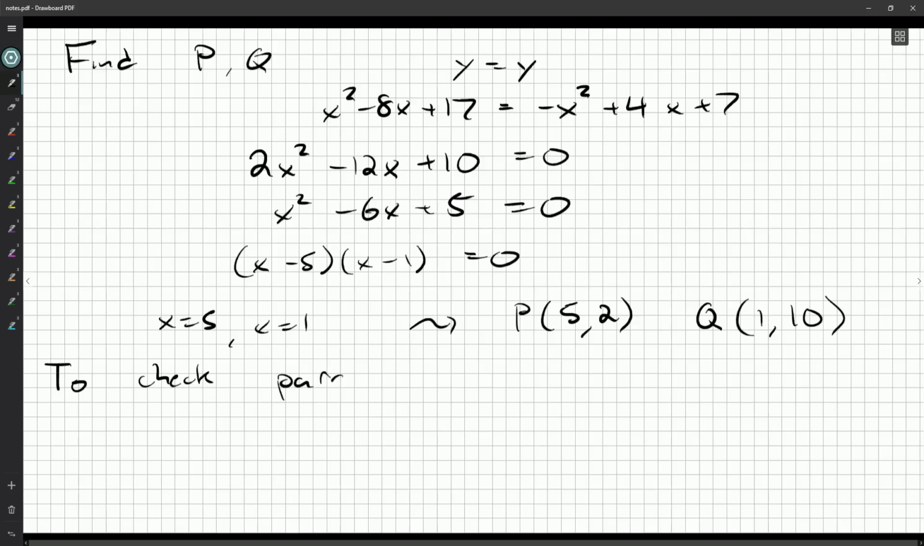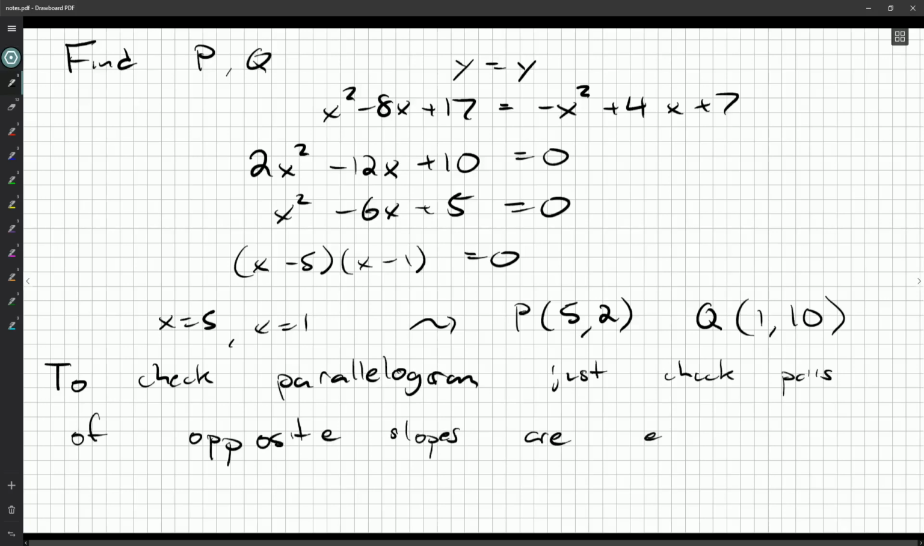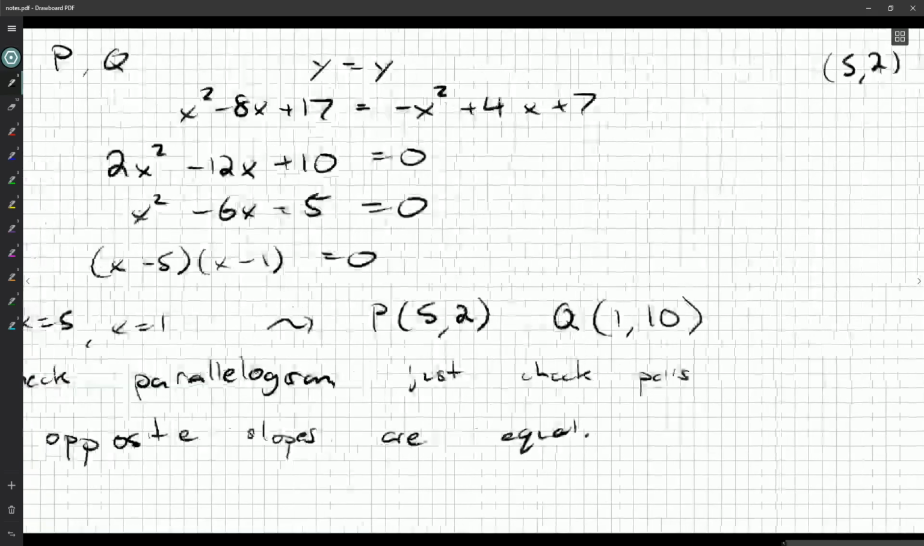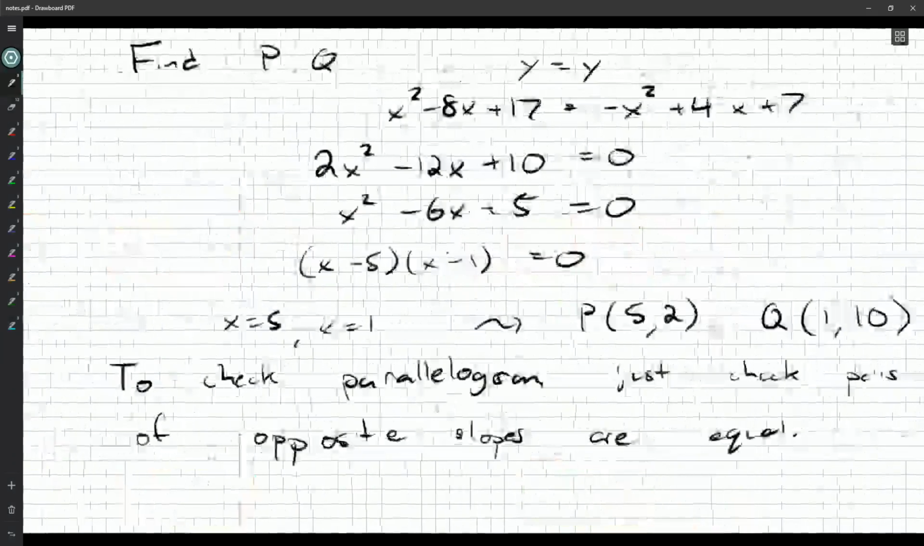Okay, so to check that they are parallel, or to check parallelogram, just check pairs of opposite slopes are equal. So what have we got for our points? We got 5, 2, 1, 10. We had 2, what was it? 2, 11, and 4, 1.